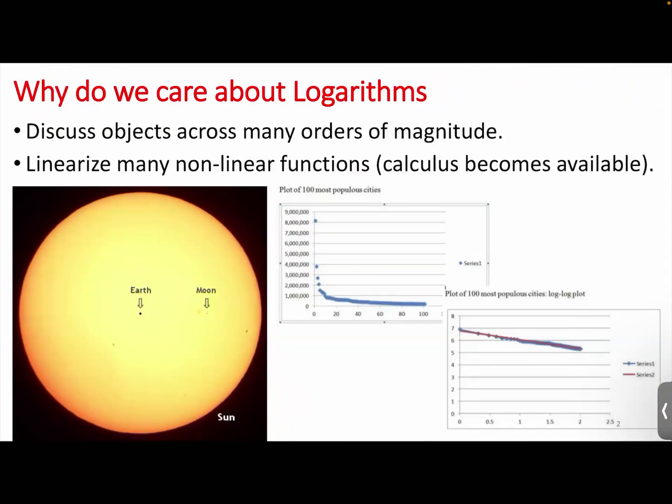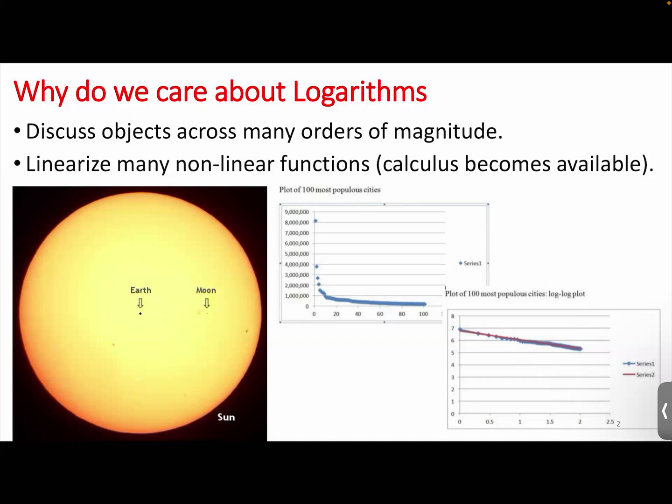So hopefully at some point in your life, you had a class where they gave the "who cares" lecture. Why do we care about logarithms? The two big reasons is it allows us to discuss objects that span tremendous orders of magnitude from each other. And the other is it linearizes a lot of nonlinear functions. And tools like calculus become available.